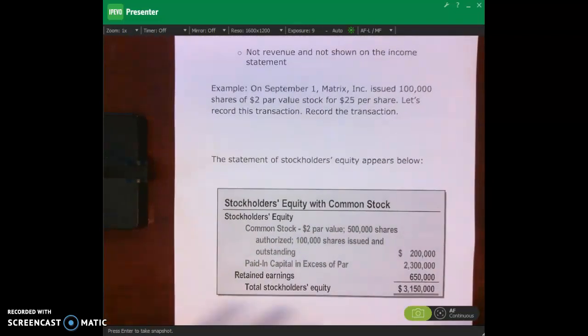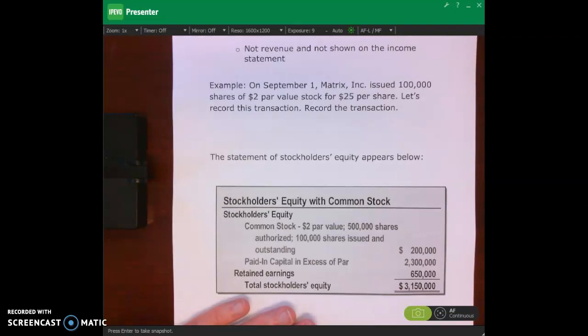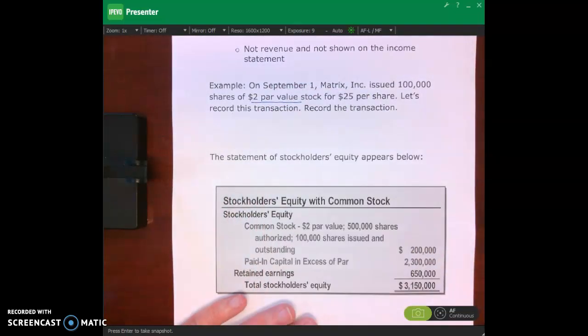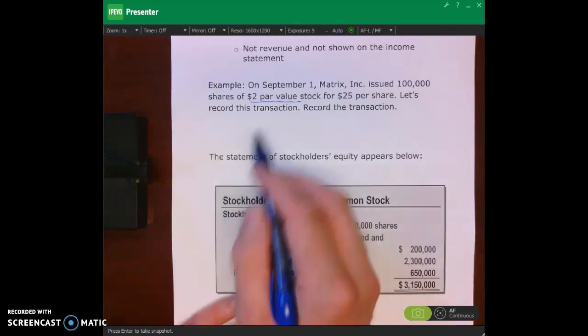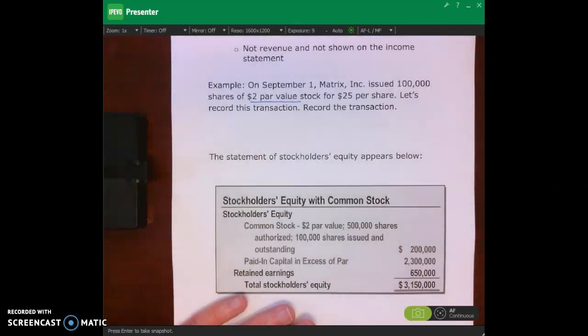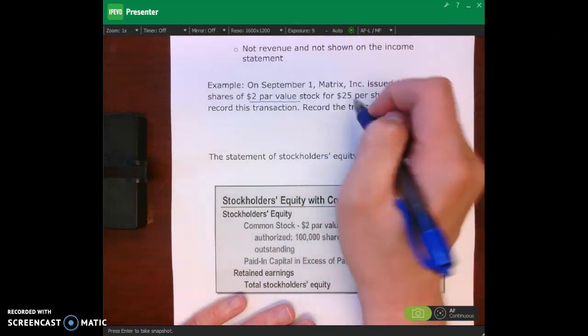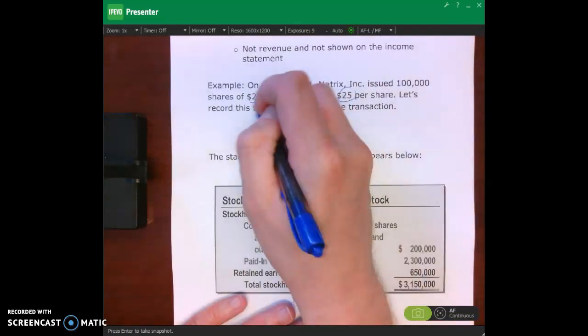On September 1st, our company issues 100,000 shares at $2 par value. Our par value is a little bit lower here, but still, $2 par value would not be very common. Less than $1. Okay, really low dollar amounts. Just keep that in mind. For $25 a share, this is the market value. This is the par value.